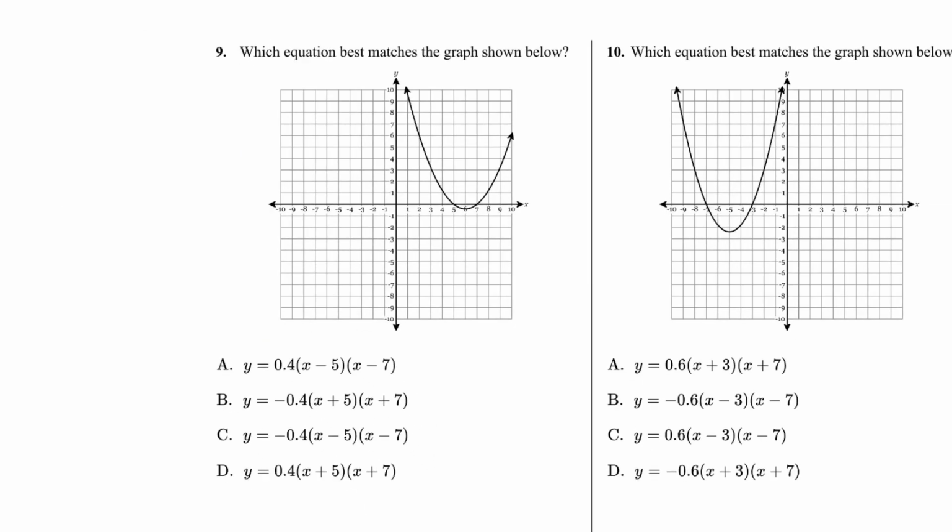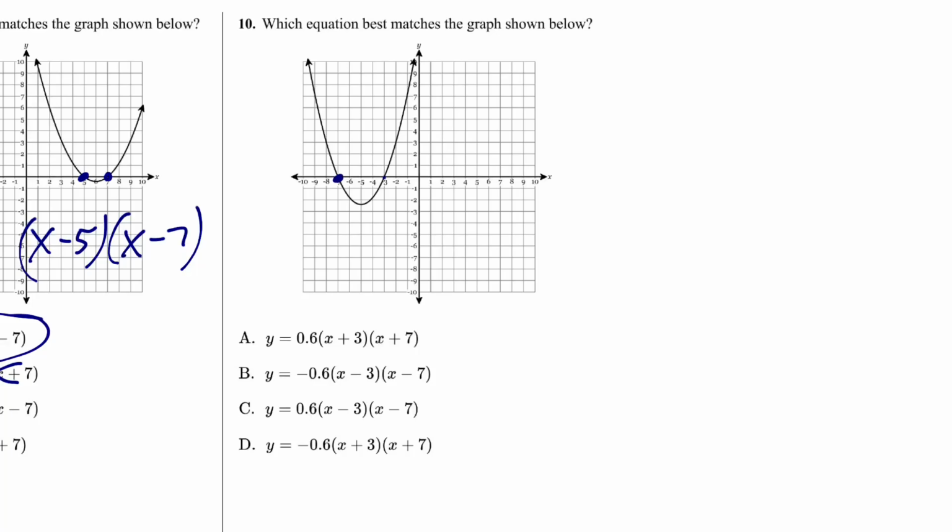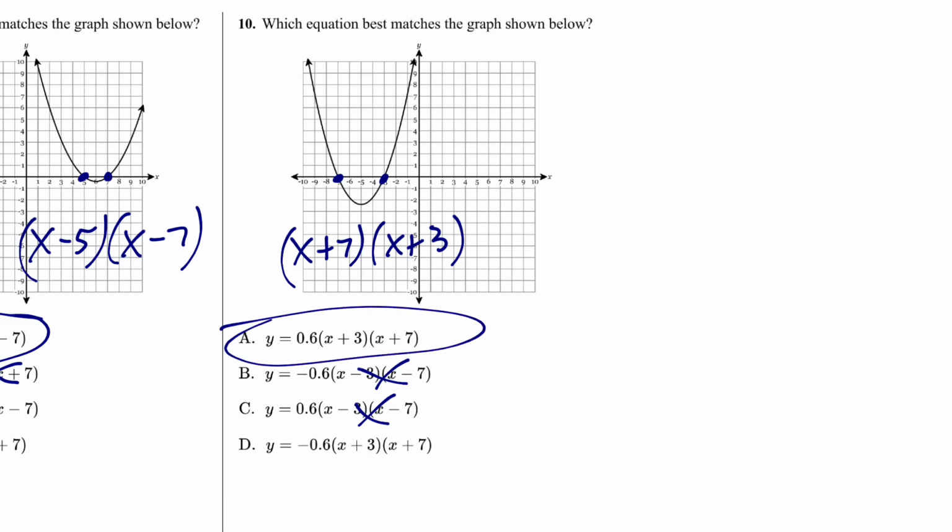For this one, we look at 5 and 7, which means we have x minus 5 and x minus 7. So I'm going to cross off these two. And it opens up, so we want a positive a value, which exists right here. I'm going to look at this one and this one, which means I have x plus 7 and x plus 3. So that looks like A or D, and then it opens up, so I have choice A.